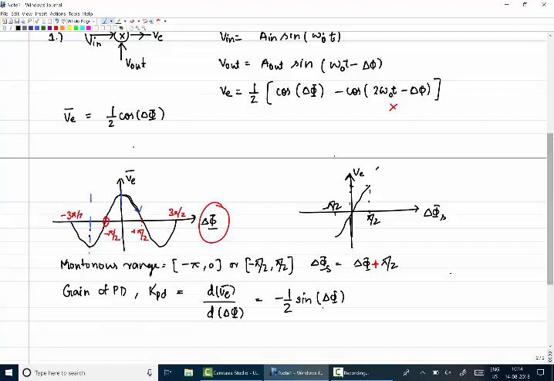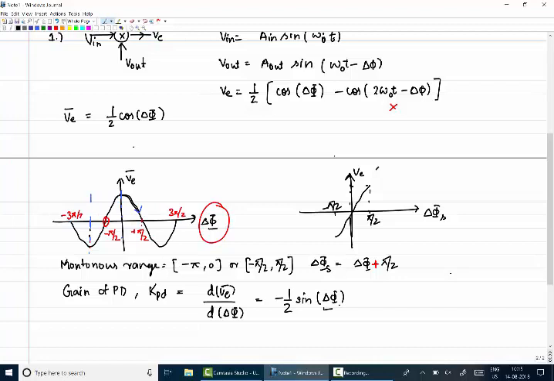No, it's a function of delta phi. The gain itself is a function of delta phi. I'm talking about the gain only, right? It's non-linear. I'm not saying it's linear from minus pi by 2 to pi by 2. The only thing I am saying is it's monotonous. It will maintain the negative feedback. If you go for a positive phase error, it will have a positive gain. If you go for a negative phase error, it will have a negative gain at the output.